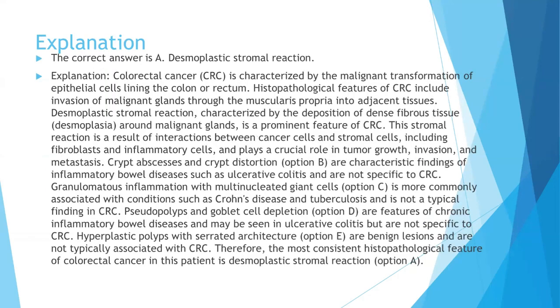So the correct answer is desmoplastic stromal reaction. Colorectal cancer is characterized by the malignant transformation of epithelial cells lying in the colon or rectum. Histopathological features include invasion of malignant glands through the muscularis propria into adjacent tissues. Desmoplastic stromal reaction is characterized by the deposition of dense fibrous tissue around malignant glands, which is a prominent feature of colorectal cancer. This stromal reaction is a result of interactions between cancer cells and stromal cells, including fibroblasts and inflammatory cells, and plays a crucial role in tumor growth, invasion, and metastasis.